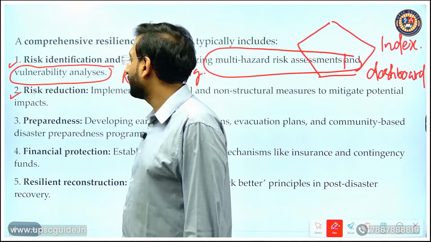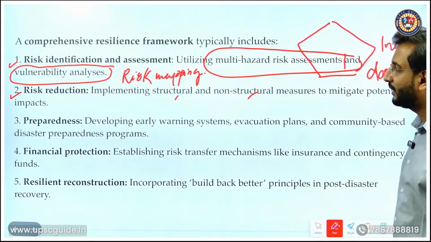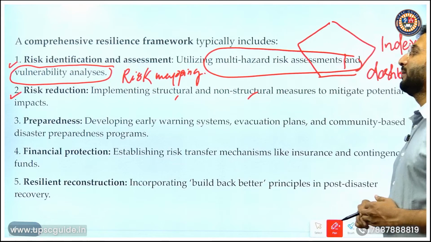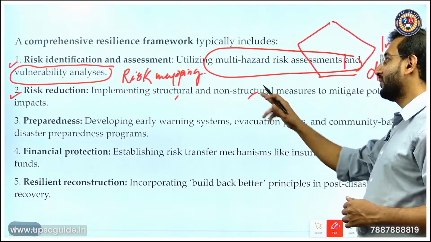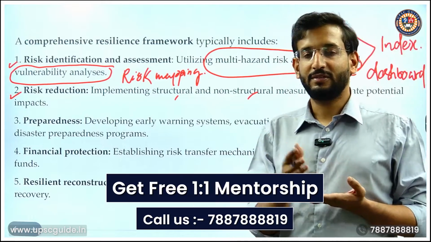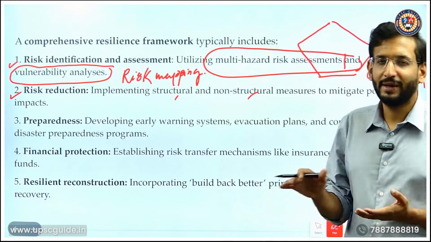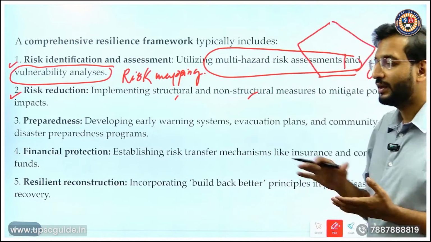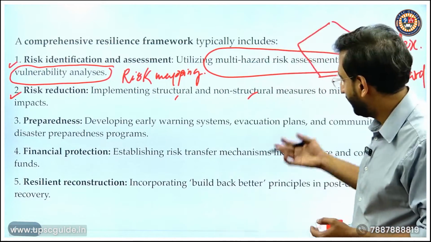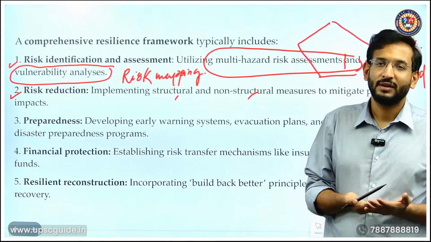The second thing talks about risk reduction, implementing structural and non-structural measures to mitigate potential impacts. That is calculating your risk reduction capacity through structural and non-structural measures. It also involves natural as well as man-made. Natural: protecting your mangroves, protecting your coastal barriers. This acts like a disaster shock absorber. Protecting your wetlands. And in structural, that is deployment of Dopplers, radars, early warning systems.